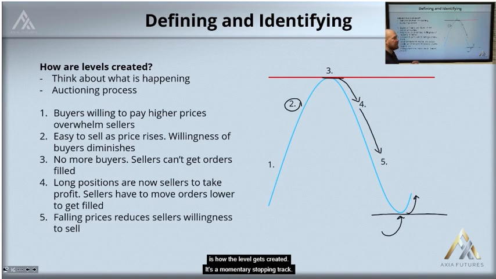It's a momentary stop in trade, ultimately. People are not willing to pay these higher prices. People who want to sell cannot sell because no one's going to buy from them. And as such, you get this balance shift from people willing to pay higher and higher prices to sellers willing to sell at lower and lower prices. So that's how a level gets created.